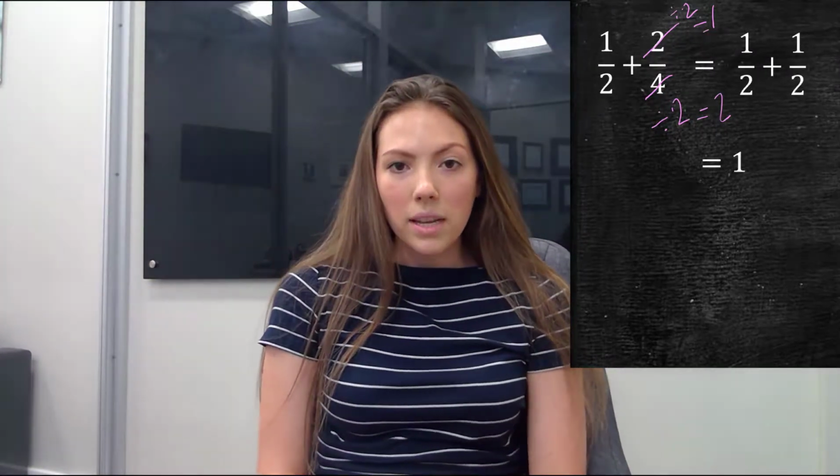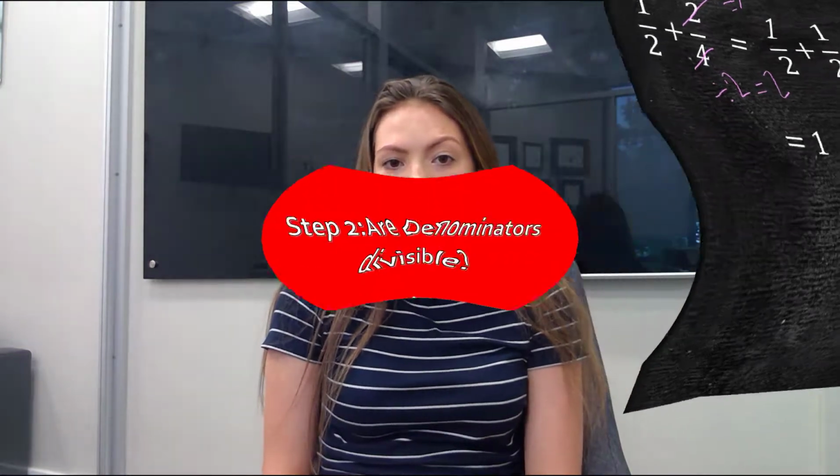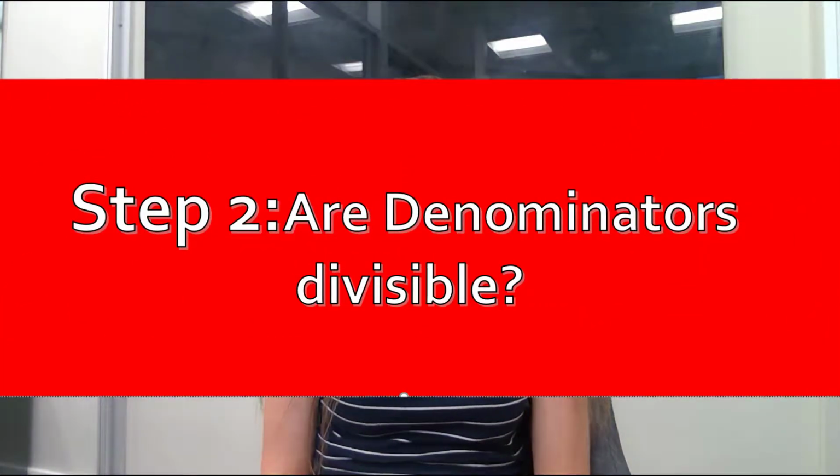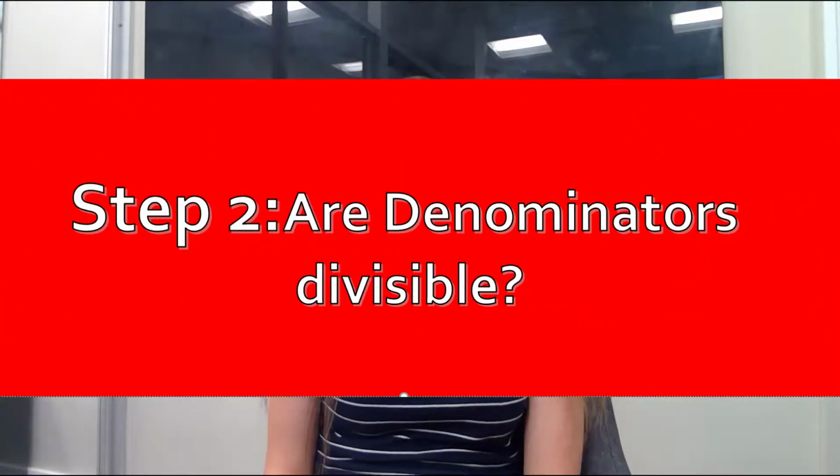Now, the second step is to determine if your denominators are divisible or not. So here's an example of one that is divisible. So you have 3 over 2 plus 1 over 4. Now, 4 is divisible by 2. So what you do is you want to take the larger number and make that your new denominator for your answer. And then you take the new denominator, so 4, divided by the first denominator, 2.